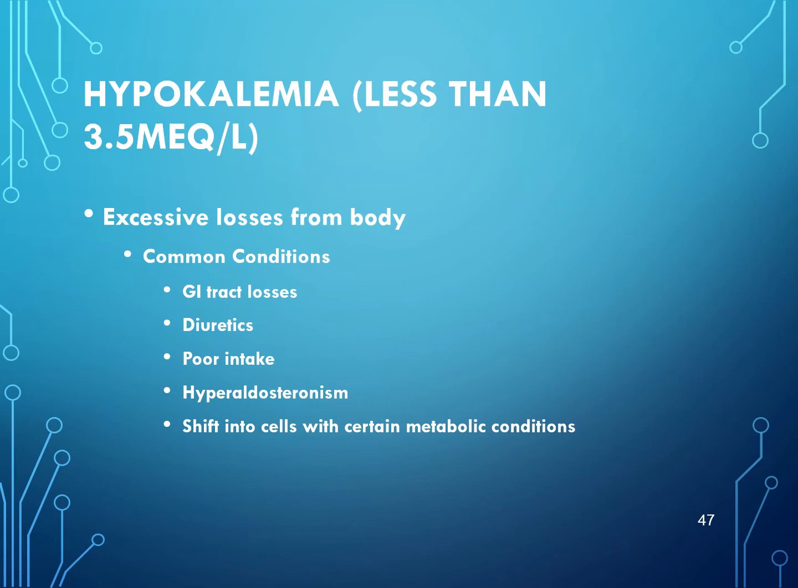Then it can also be through poor intake, so people that are alcoholics or those suffering with anorexia aren't taking enough in, and since we lose 80% in our urine with low intake to start, there's a higher risk of hypokalemia. Then we have hyperaldosteronism. So sodium is retained and potassium is lost in the urine. The renin-angiotensin-aldosterone system is causing this. And then we have shifts into cells with certain metabolic conditions.